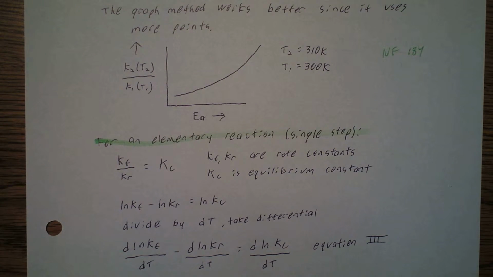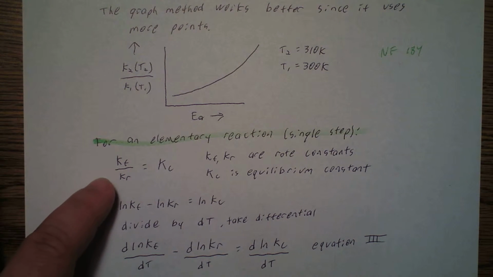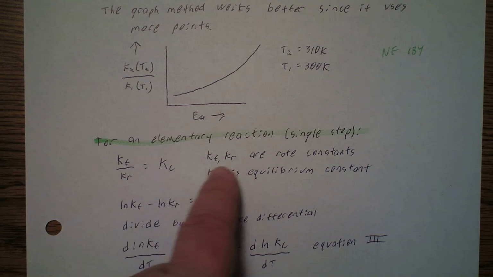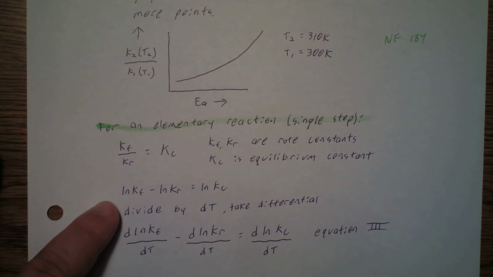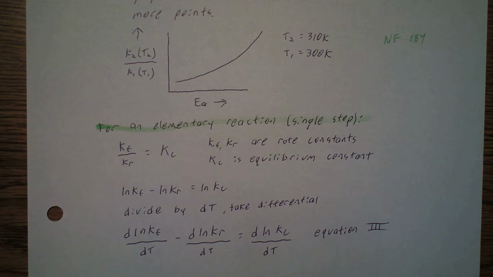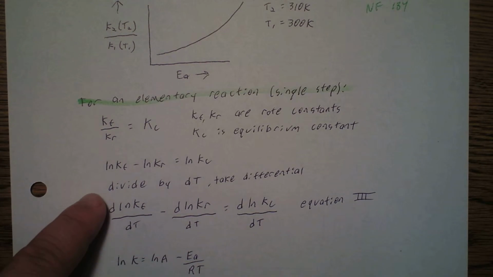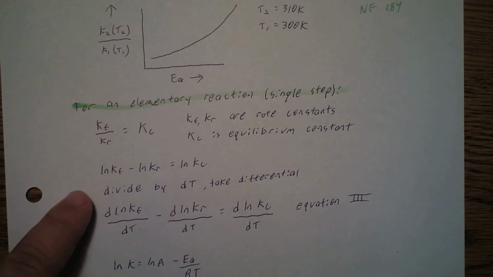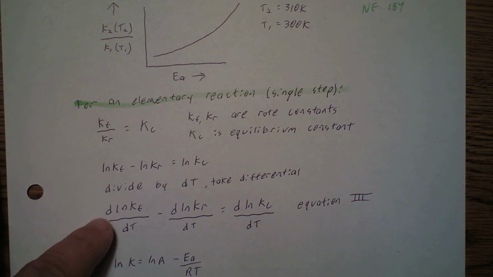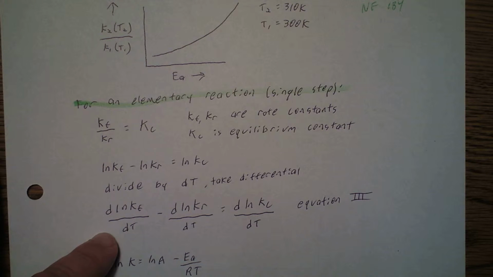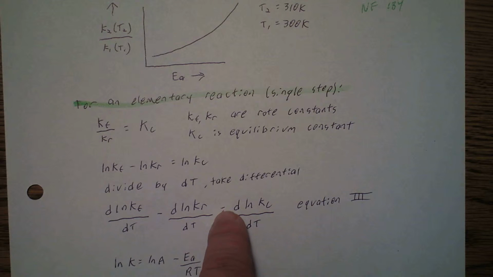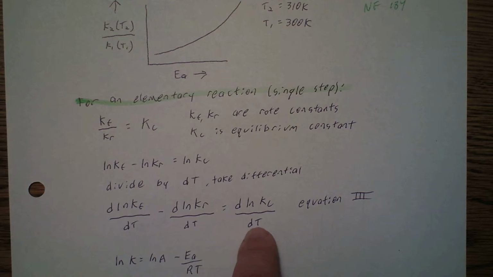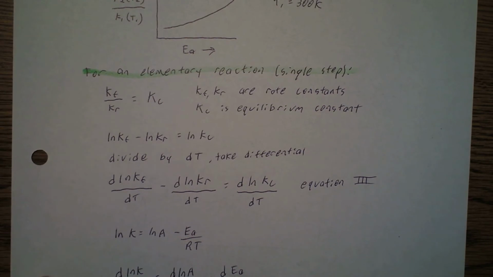Now, if we're talking about an elementary reaction, a single step, then Kf over Kr is equal to Kc. Remember, Kf and Kr are the rate constants, and Kc is the equilibrium constant. So the natural log of Kf minus the natural log of Kr is equal to the natural log of Kc. So we're going to divide by dT and take the differential. So the derivative of the natural log of Kf with respect to T minus the derivative of the natural log of Kr with respect to T is equal to the derivative of the natural log of Kc with respect to T. We're going to call that equation 3 for now.